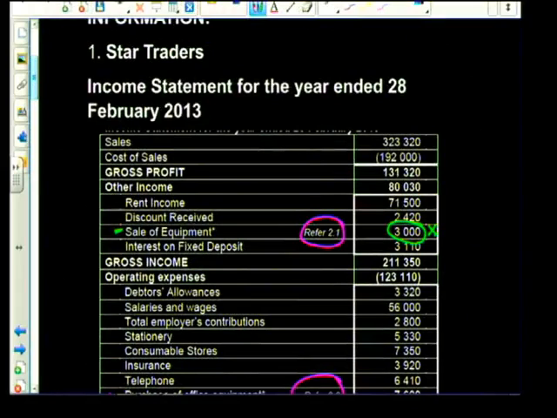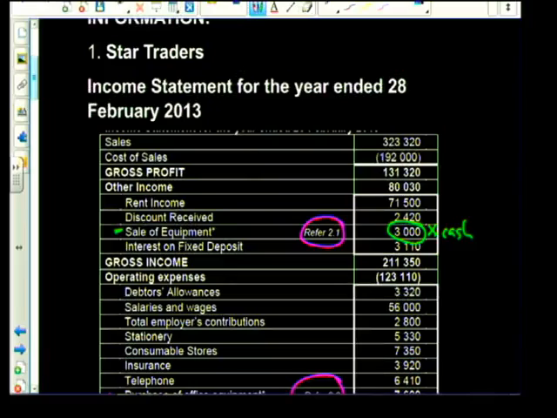This is wrong. The reason is because your income statement should show only the incomes and the expenses that are in your business in that financial year. So we never show the cash amount that we've received for equipment. No. We don't show the cash that we've received. What we are supposed to show is the profit or the loss that we have made on the equipment. So this is the selling price. We've sold something for 3,000 Rand. But we want to show not the sale of equipment, we want to show the profit or the loss on the sale of equipment.